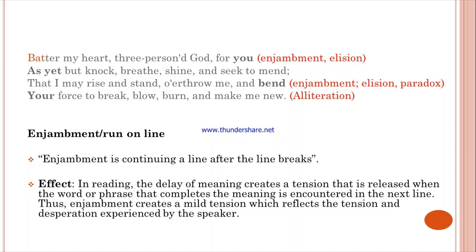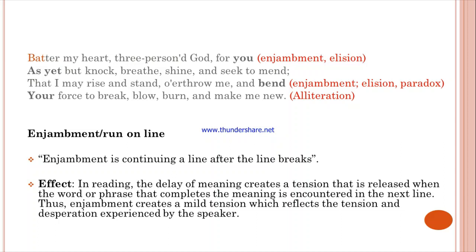We already talked about the first line in this regard, right? The word "batter" and also "three-person God," how they deviate from the regular iambic meter. And actually the deviation there suggests the unusual request made by the speaker. Then what about the third line? If you read carefully, you could see that the speaker requests God to overthrow him, so he could rise and stand. "That I may rise and stand, overthrow me." This claim is paradoxical, don't you think? How could you expect someone to rise and stand when he is put out of power? Overthrow simply means put somebody out of his or her power.